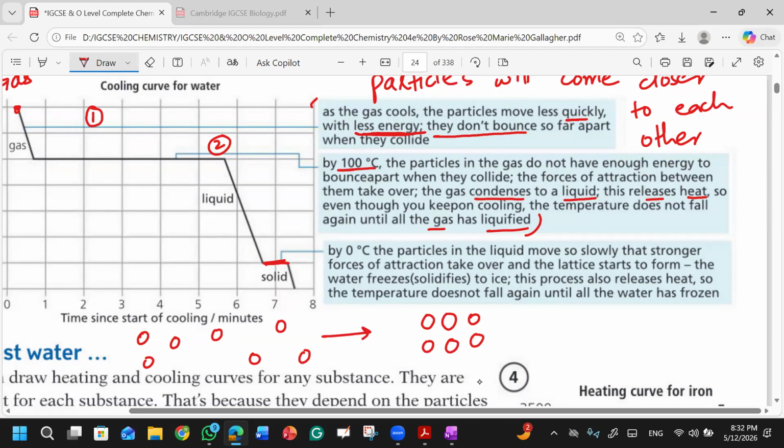Read this paragraph again and then let me know about this. By 100 degrees Celsius, the particles in the gas do not have enough energy to bounce apart when they collide. When the forces of attraction between them take over, the gas condenses to a liquid. This releases heat, so even though you keep on cooling, the temperature does not fall again until all the gas has liquefied. So maybe it's constant until the gas has been turned into a liquid form.